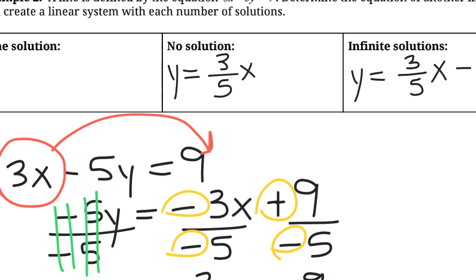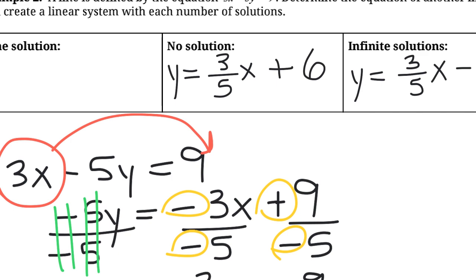Now, the y-intercept could be whatever you want it to be. We know, however, that it can't be negative 9 over 5, because then that's just going to generate the exact same equation, and that's going to give you infinite solutions. So it could be anything that you want it to be except negative 9 over 5. So I'm just going to pick any number that I want. I'm going to say plus 6.